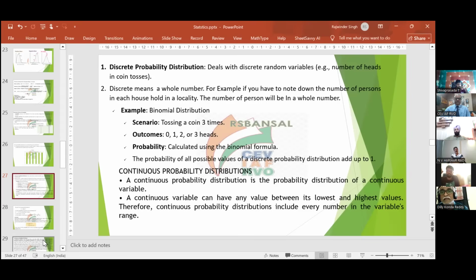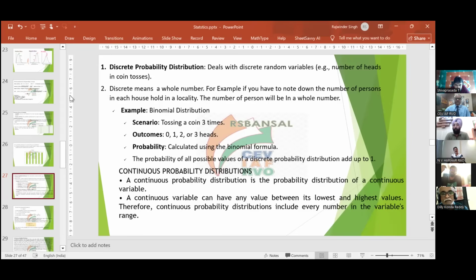Ji Siva Prasad. Sir, can you show that calculation of variance once? Sir, let us complete the topic first, and then we will. Okay. I will show you. Okay.